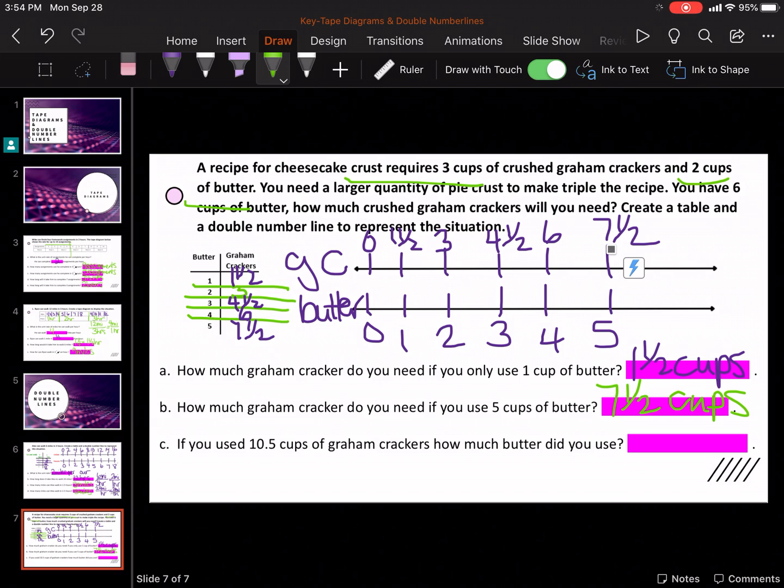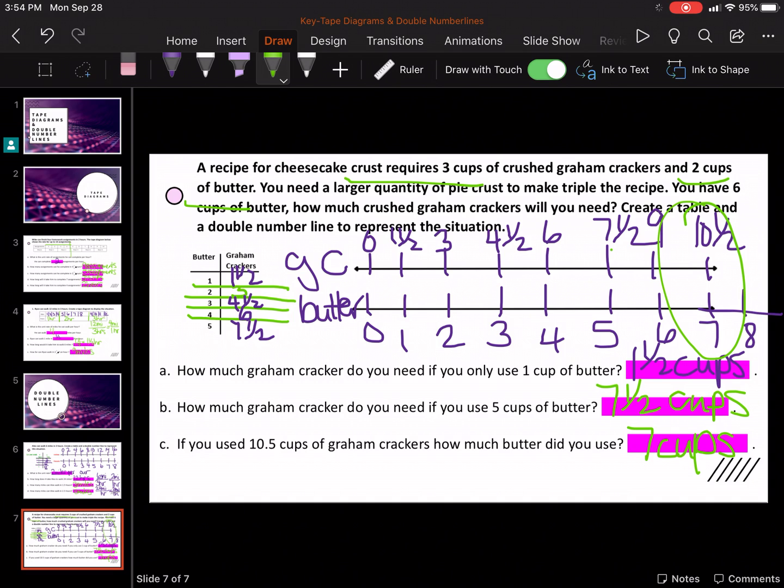And then if you use 10 1/2 cups of graham crackers, how much butter can you use? Well, let's just keep going. Let's figure out 6, 7, and 8. Okay, so we're going to add 1 1/2. So add the half, we get 8. 1 more, so we get 9. And then 1 1/2 more gives me 10 1/2. That's perfect, just what I was looking for. So that would be 7 cups of butter.